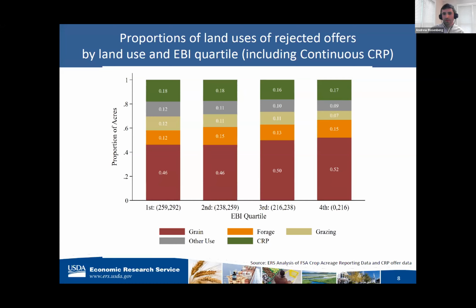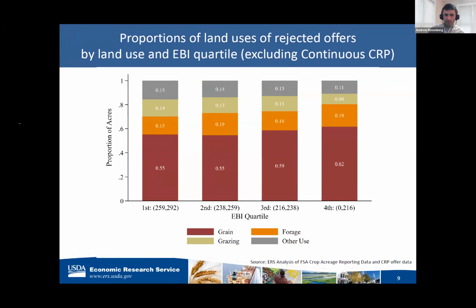For the fourth EBI quartile, it's actually quite a bit higher for the amount that's in grain and forage. So if the program was to expand a lot, the land use intensity of the land that would be retired would increase.